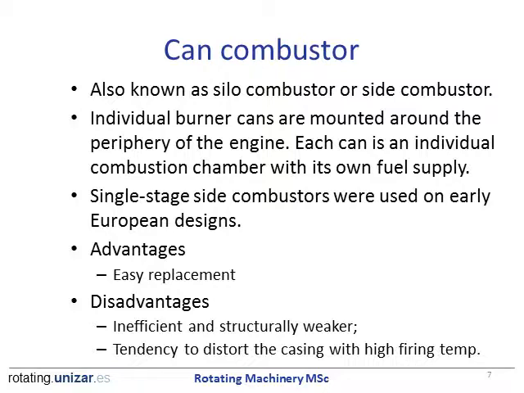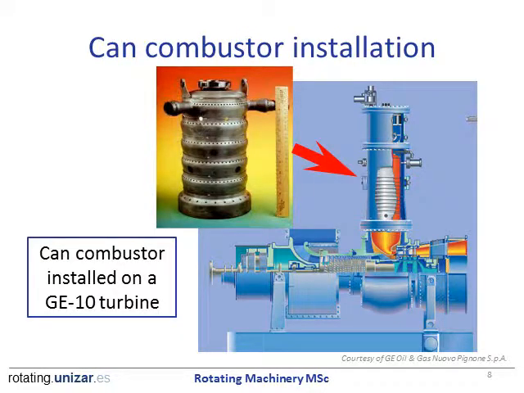And also very important, they have a tendency to distort the casing with high firing temperature. As the firing temperatures have been increasing with the years in order to increase efficiency, this is one of the reasons that can combustors are less and less popular. Here you can see an installation of the can combustor, and this is installed on a GE10 turbine. You see that the can, this is what would be a typical can, and here you see the installation of the can inside of the casing.